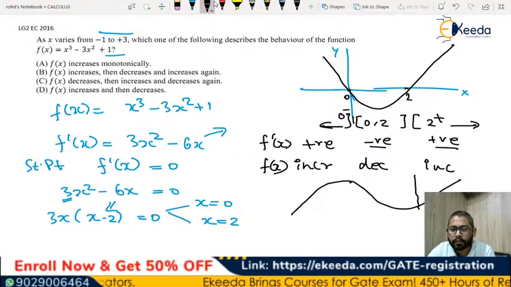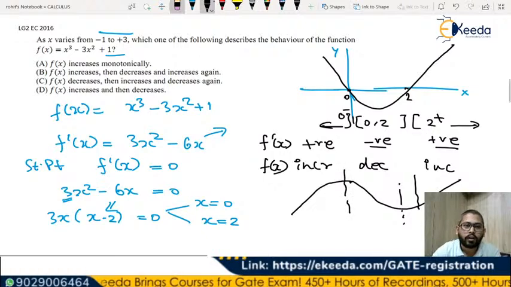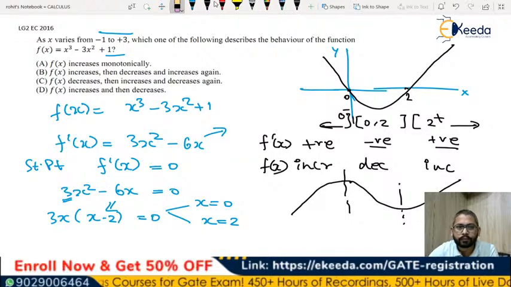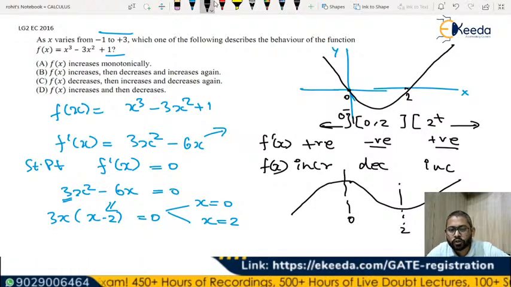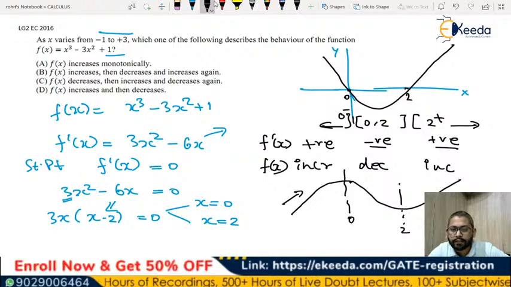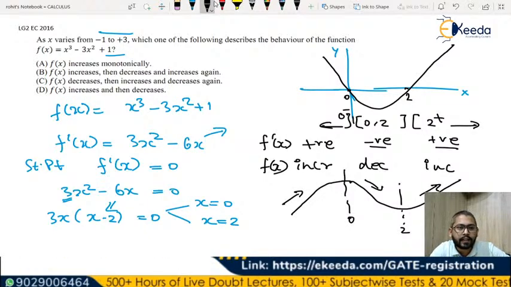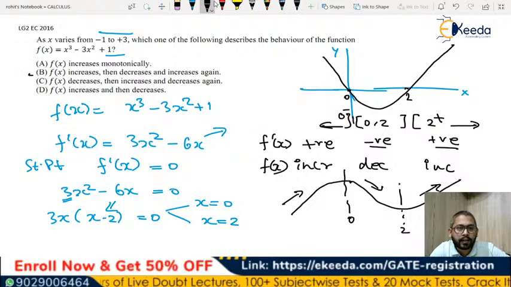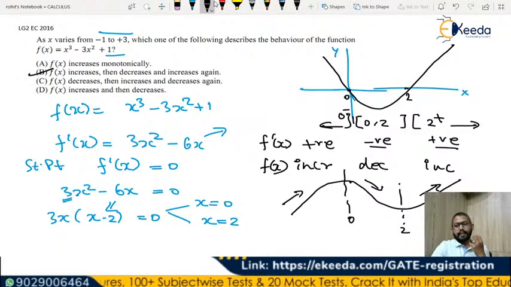Let's say these are going to be the points x equal to 2, x equal to 0. You can remove this one. So this is going to be 0, this is going to be 2. So you can clearly see the function was increasing first, then it is decreasing, and then increasing again. So in that case, increasing, decreasing, and increasing again: option B, right? So this is what we did graphically.